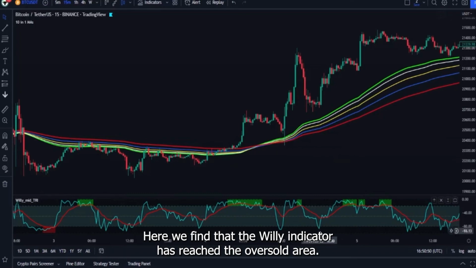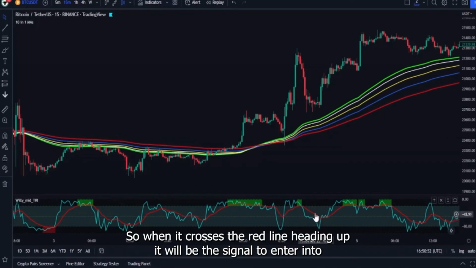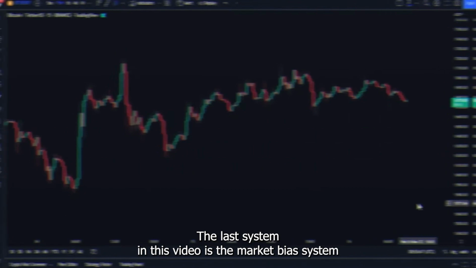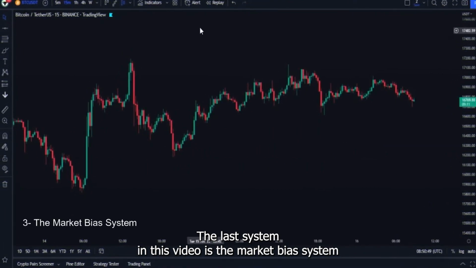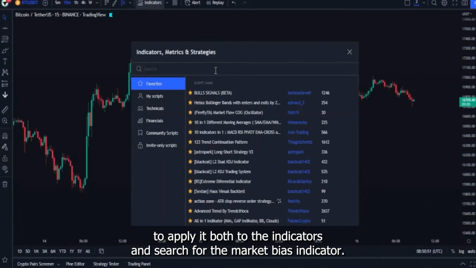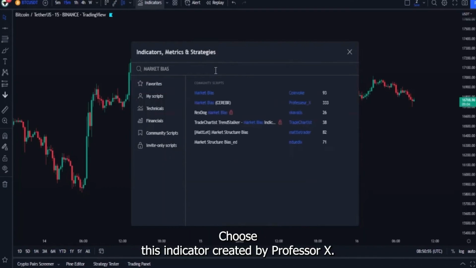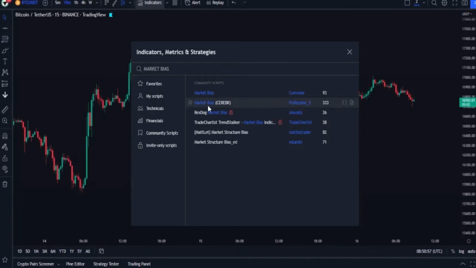Here we find that the Willy indicator has reached the oversold area. So when it crosses the red line heading up, it will be the signal to enter into a long position. The last system in this video is the market bias system. To apply it, go to the indicators and search for the market bias indicator. Choose this indicator created by Professor X.